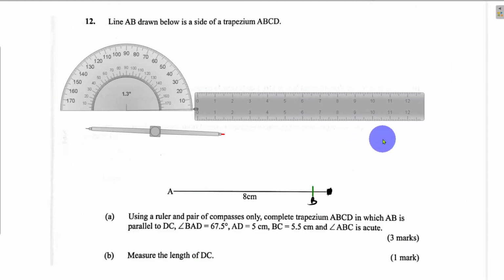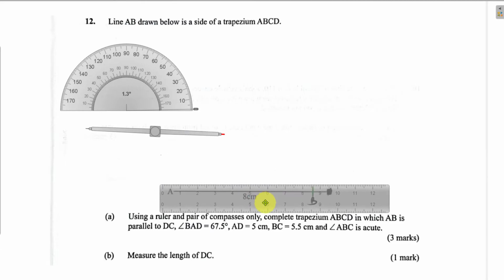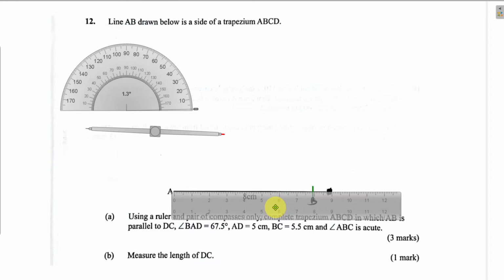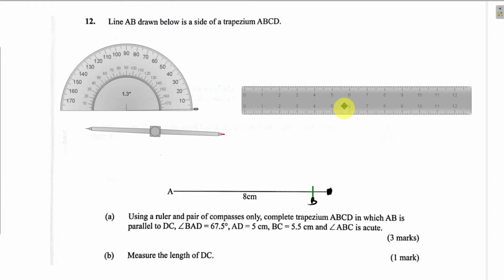So let us work out this question on construction. Question number 12. Line AB drawn below is the side of a trapezium ABCD. So there is the line. I've had to adjust the line since, after transferring this document, I found the line was a little bit longer than 8, but now it is 8. As you can see, I'm trying to verify. You can see it is exactly 8 centimeters. So that is the line.